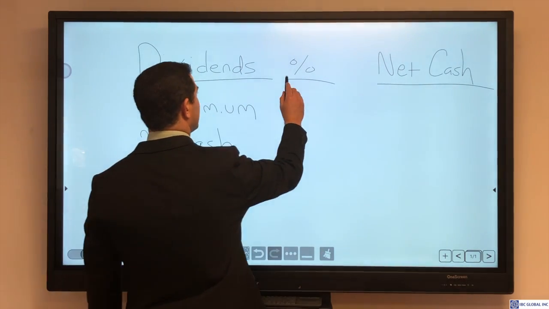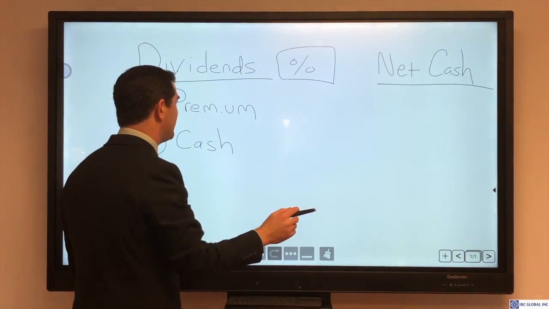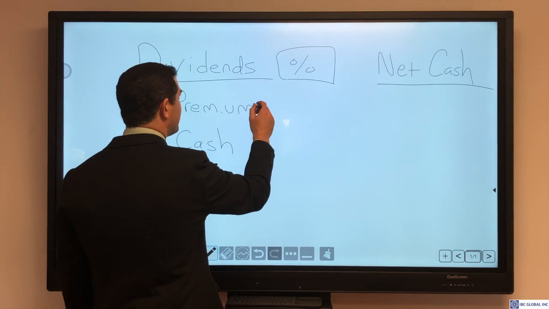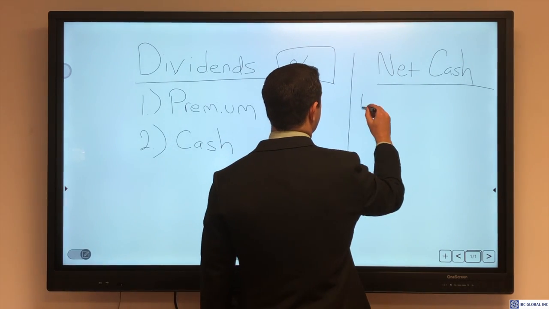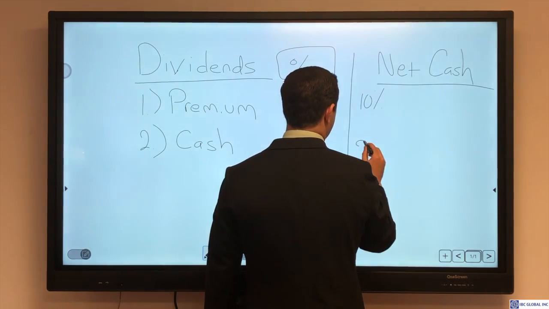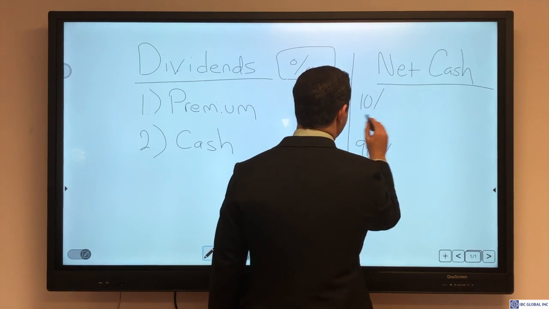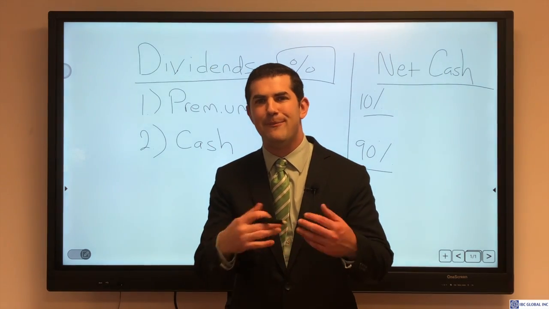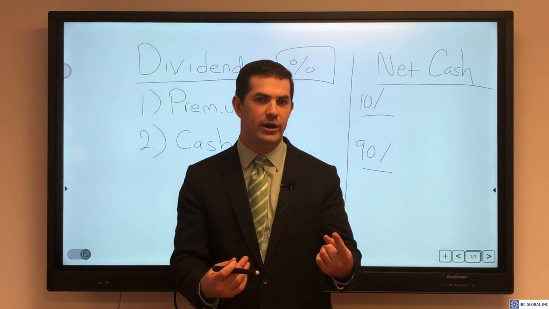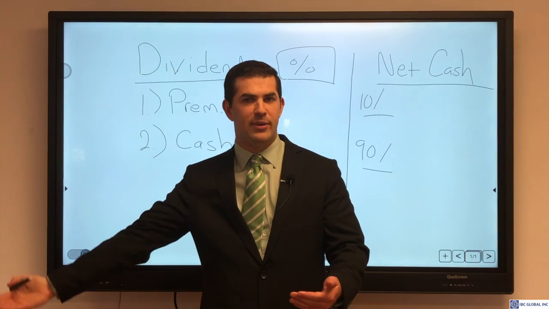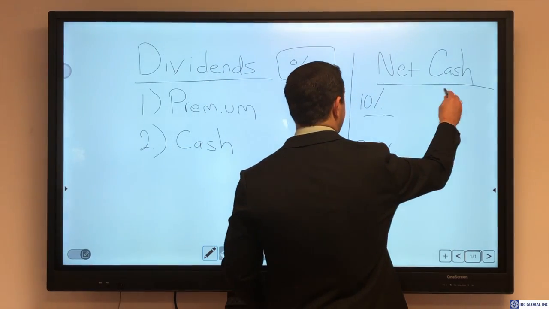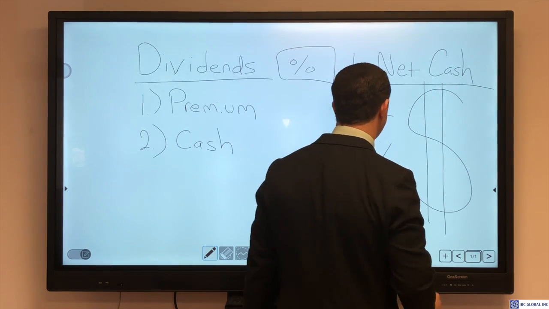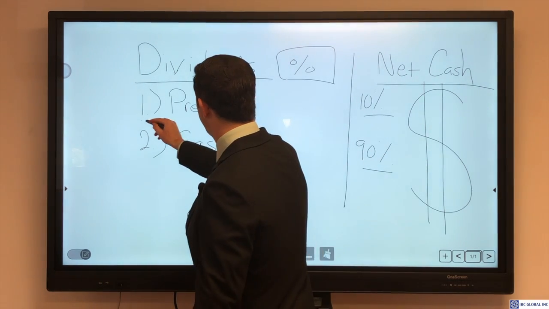What is interesting though, is if I design a policy properly, meaning I put 10% into premium and 90% into cash, what's going to happen? That's going to give me the maximum cash value on day one and often throughout the life of the policy. I'm going to have more money. All right, so that's the main takeaway. If you don't want to go into details, that's really all you need to know.